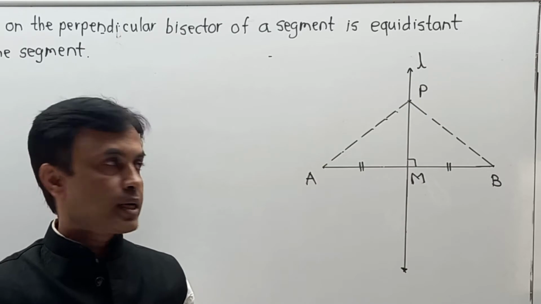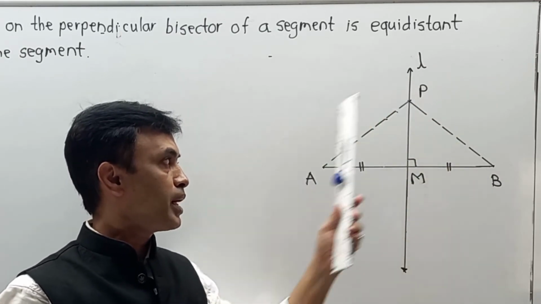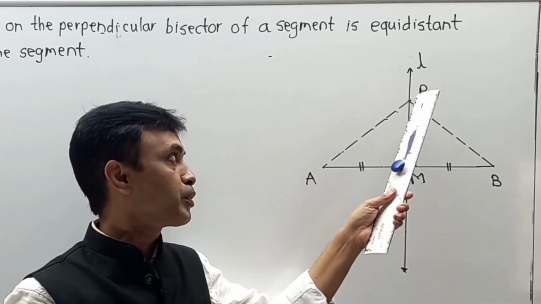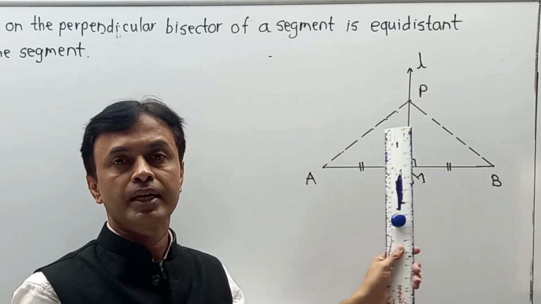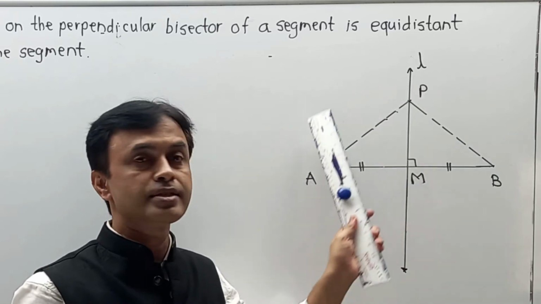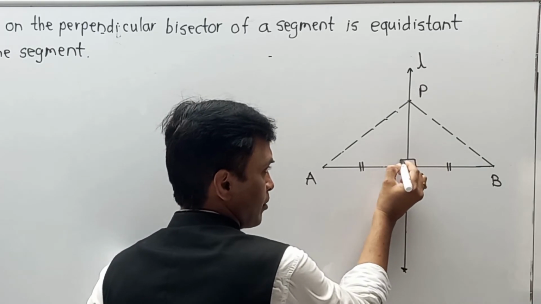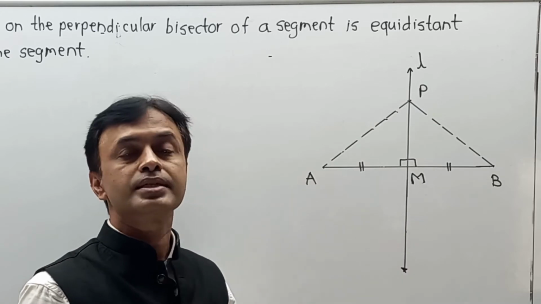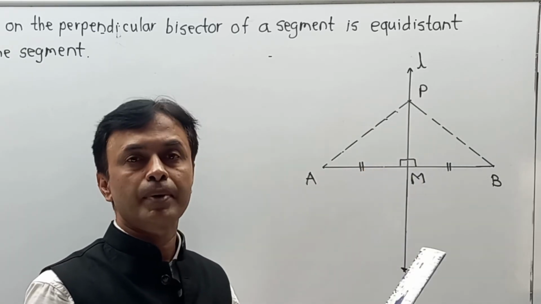And remember, if you want to show PA is equal to PB, we are going to try to show that triangle PMA is congruent to triangle PMB. If we are able to show these two triangles are congruent, definitely we can show that PA is equal to PB. Now if one angle is 90 degrees, automatically we can show that its adjacent angle is also 90 degrees. Why? Because line L is given as a perpendicular bisector. So at M, this line L is perpendicular.